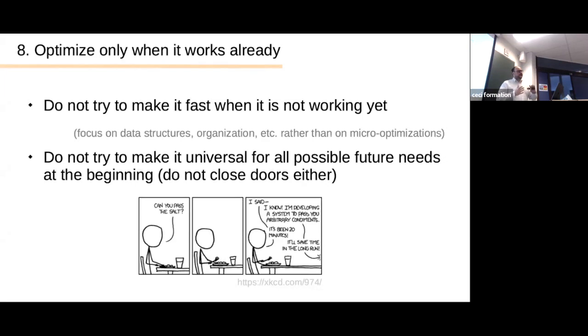The thing is to get the right balance between the possibility for change, as I explained earlier, and the speed to solution. This is illustrated here, where someone is asking for the salt, and the reply is, okay, I'm developing a system to pass arbitrary condiments, but it takes some time, and it will save time in the long run, but at the moment, this person is stuck.